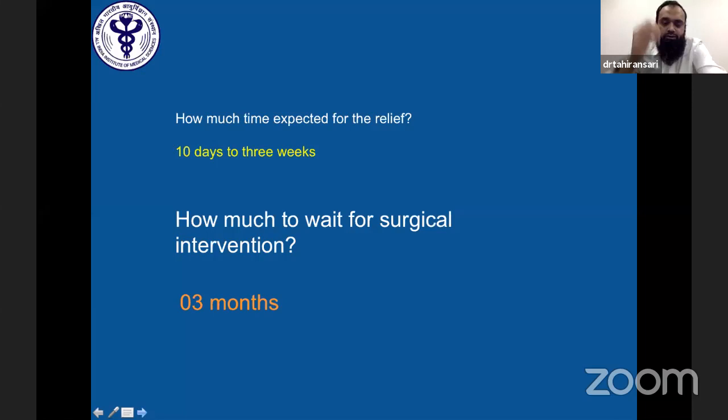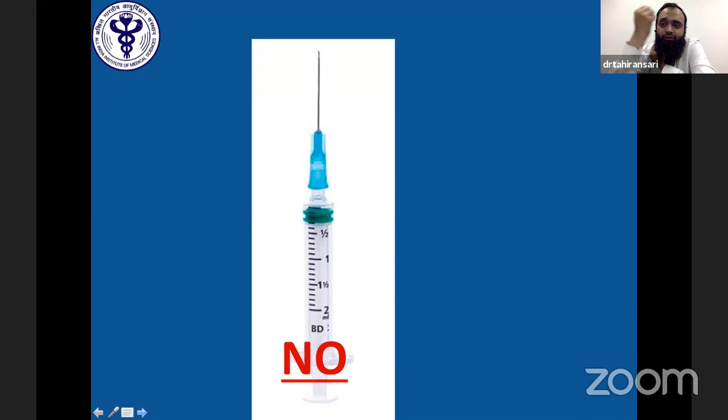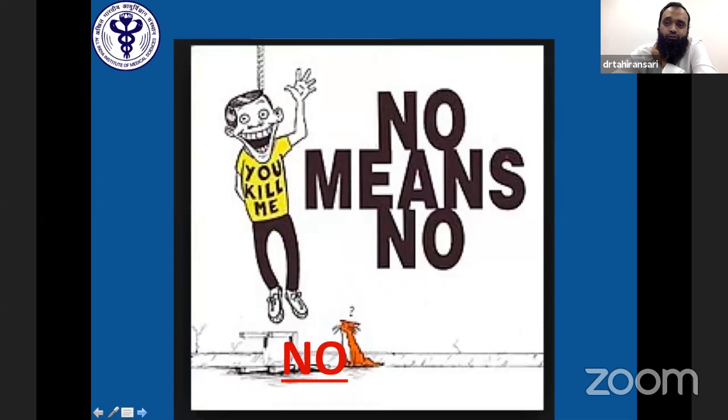But sometimes we have patients who simply say no to any injection, no to surgery. And for them, no means no. They don't want any intervention, any kind of operative or injection therapy. They just want conservative treatment. Can we offer something to them?